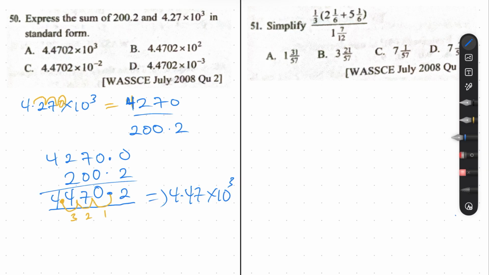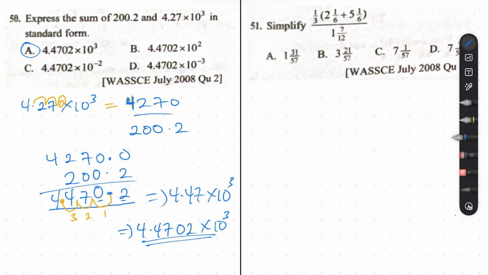But we forgot something. We still have 0, 2. So let's add that. We have 4.4702 times 10 to the power 3. So let's see if we have it here. Positive 3. Yes, we have it right here. So that is our answer. Cool.